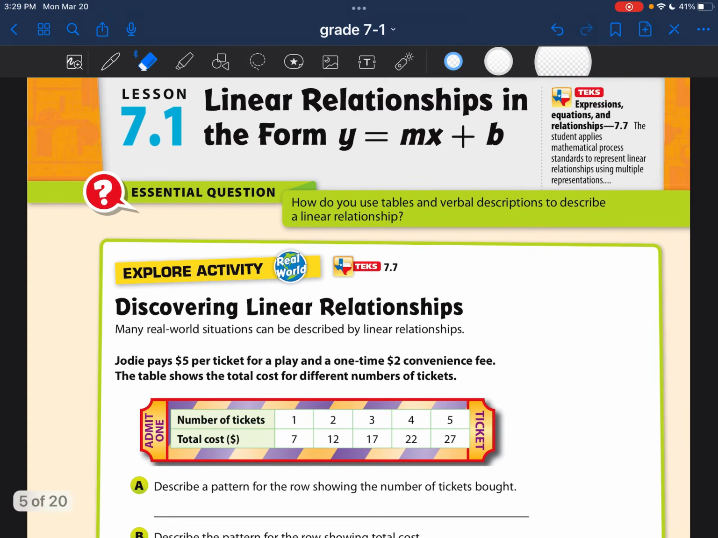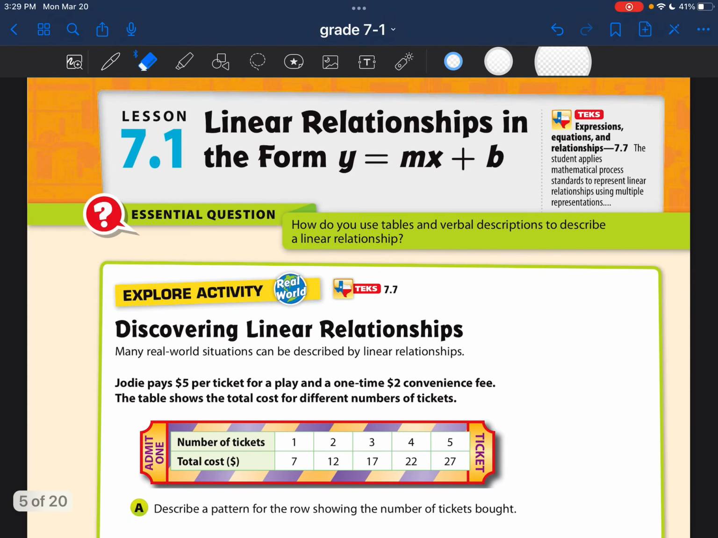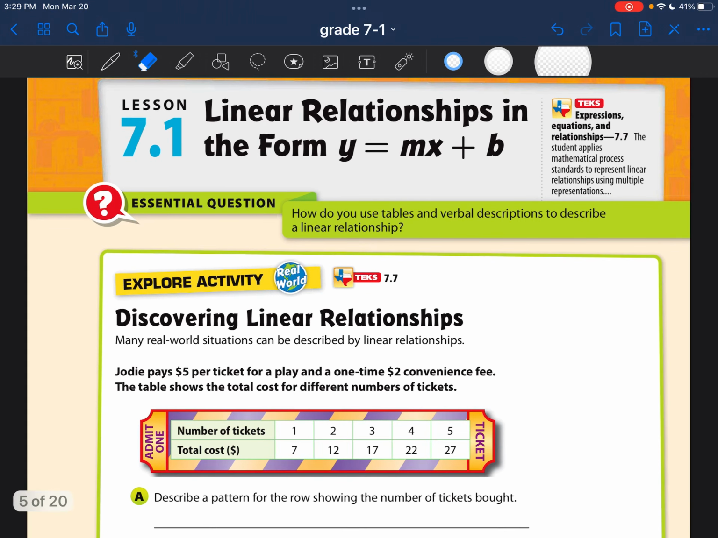Okay, so we're going to be going over linear relationships in the form of y equals mx plus b. So you should all be on page 225. Now, you see here how we have y equals mx plus b. That's from here on out how we'll be writing our equations and our formulas.